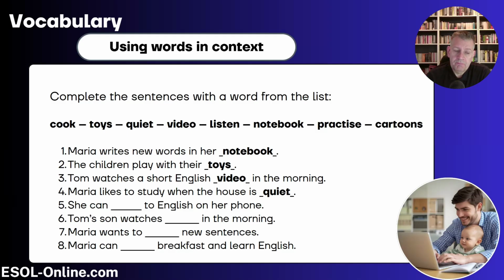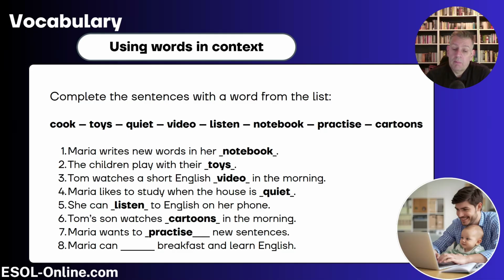Question 5, "She can listen to English on her phone." Question 6, Tom's son watches cartoons in the morning. 7, Maria wants to practice new sentences. And the last one, Maria can cook breakfast and learn English. Multitasking, as we mentioned, that was in the pictures in the last warm-up. Okay, so this is the kind of vocabulary that we are going to be using through the lesson, as well as lots of other.